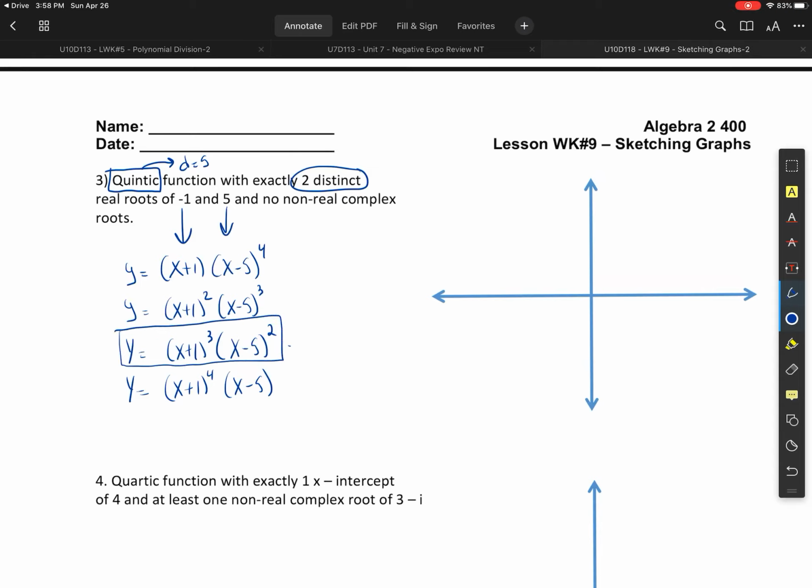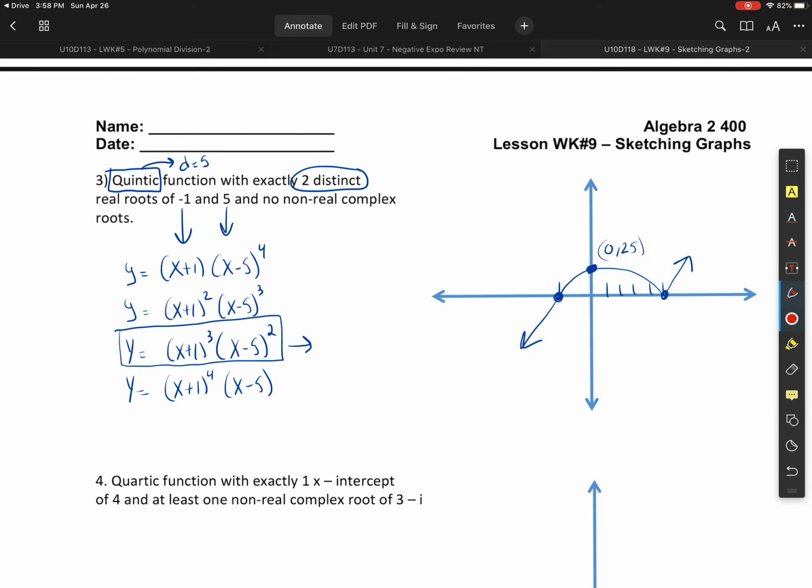So if I went with this one as my actual answer, I got negative 1 as a root, and 1, 2, 3, 4, 5 as a root. My lead coefficient here is positive, degree of 5, going opposite directions. Touch and turn at 5, pass through at negative 1, figure out my y-intercept, 0, 25.